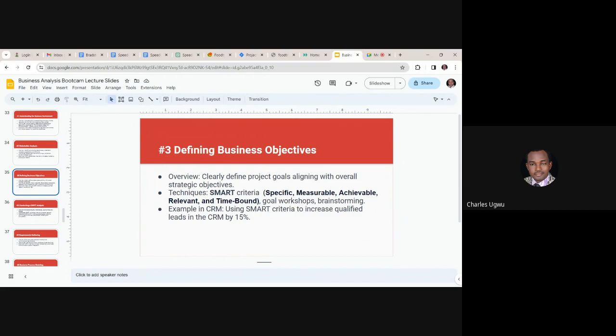You see, at times stakeholders will start telling you something that is not achievable. Every objective must be achievable. It must be relevant, and it must be time bound. A project from the beginning, you must know the end of that project.